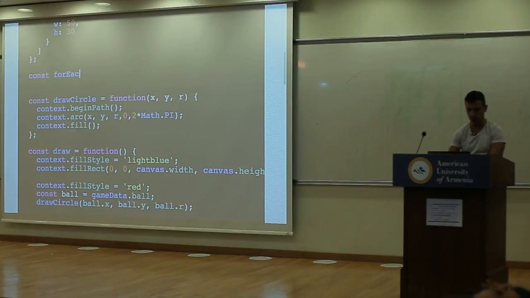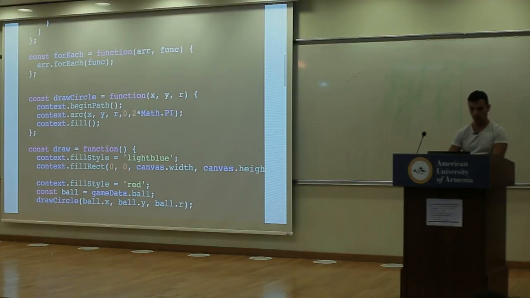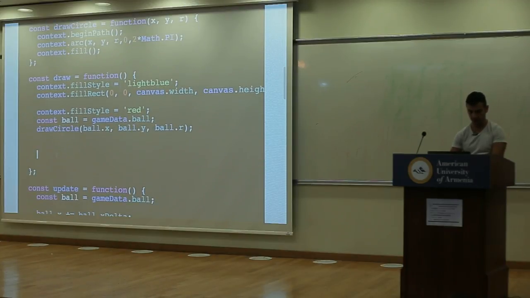Okay, so let me implement a function called for each. Const for each. Okay, it's going to take an array and a function. And I need to call this function for every member inside of this array, inside of this list. Again, I want you guys to use recursion, but just to save time and not give away the homework, I will just do r dot for each func. Okay, so now we're going to call this for game data dot bars.